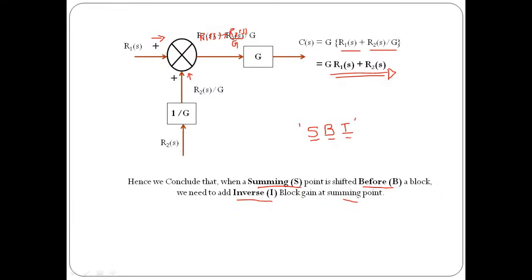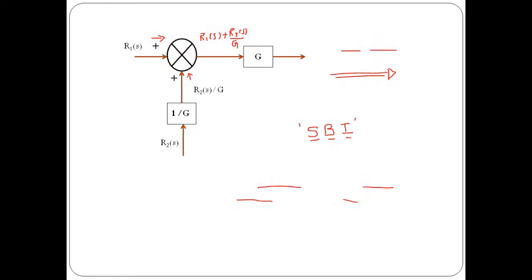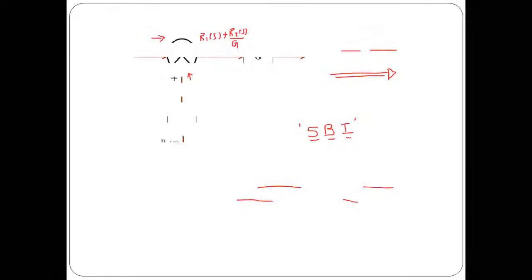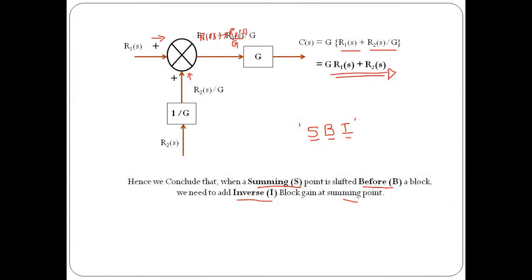So SBI, if you remember, then you can easily apply this logic. SBI stands for when a summing point is shifted before a block, we need to add inverse block gain. That is important. I want everyone to please note down this point, because these points and these rules are very important, about what will happen when a summing point is shifted before a block. Write down this final concluding statement: when a summing point is shifted before a block, we need to add inverse block gain. That is important.